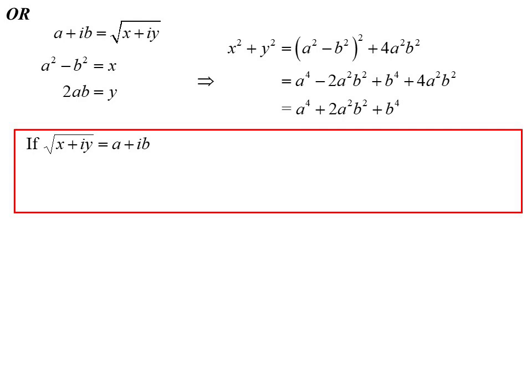So in other words, I think a neat way of doing this: the square root of x plus iy is a plus ib, then I know the difference of two squares will always be the real part. The sum of two squares will always be the square root of x squared plus y squared.